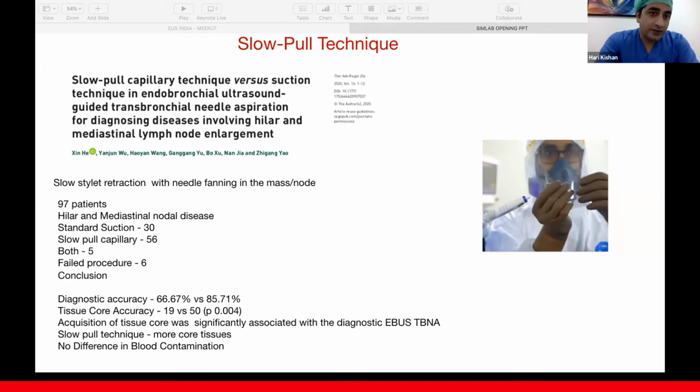The final conclusion was that diagnostic accuracy was 66.67% versus 85.71% between the suction and the slow pull technique. Tissue core was obtained in 19 patients with suction, while you can see it was obtained in 50 patients with the slow pull capillary technique. So acquisition of tissue core was significantly associated with diagnostic EBUS TBNA, and the slow pull technique yielded more core tissues. But there is no difference in blood contamination between suction and the slow pull technique. So this is one study, but more meta-analytic data is needed to see if this really makes a difference at the end point.